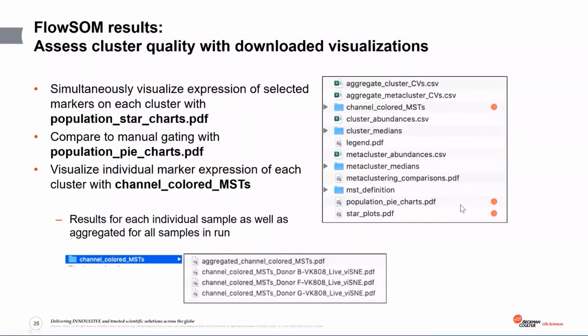Those will be the minimum spanning trees with the pie charts that correspond to the manually gated populations. And the star plots are the minimum spanning trees where each cluster has the pie slices that correspond to mean marker expression.